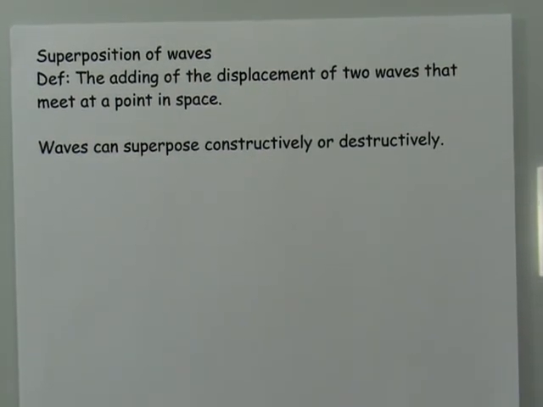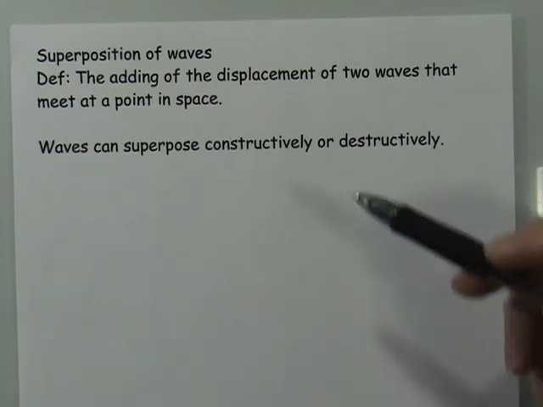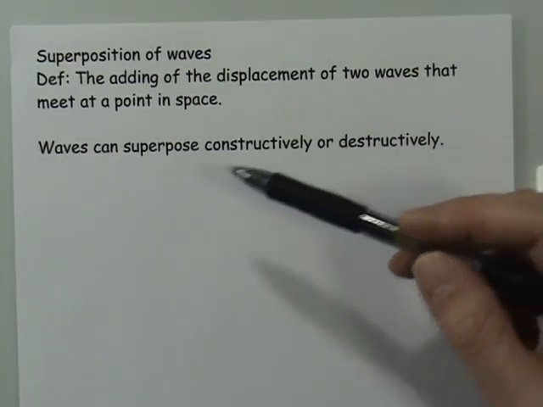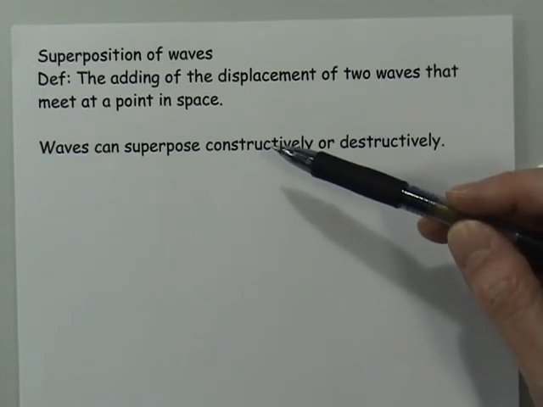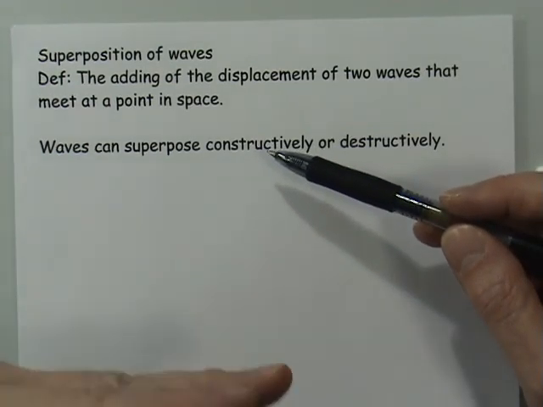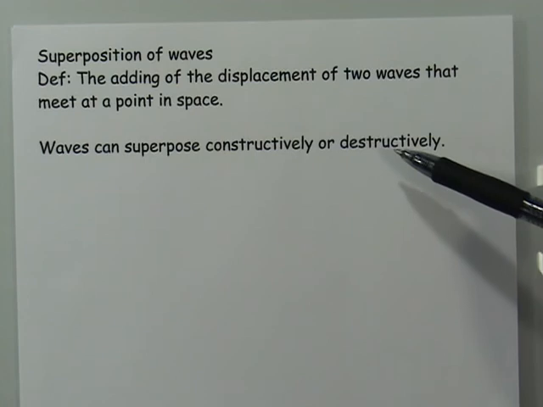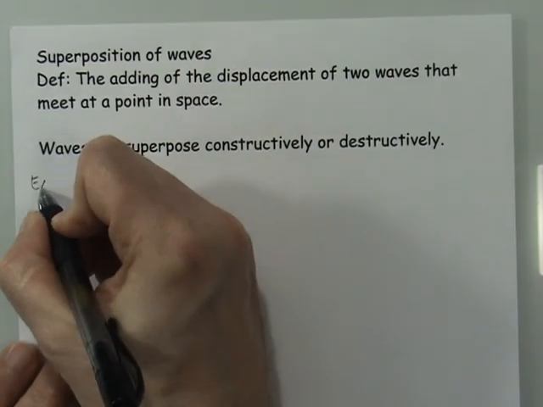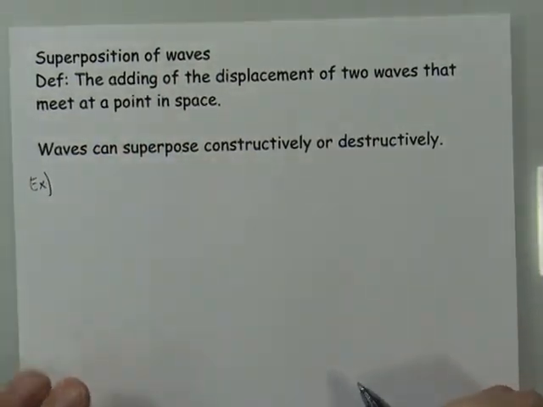Now, when they meet, they can meet in such a way that they will constructively interfere with each other or superpose with each other, meaning that their displacements will be added, or it could be that they destructively superpose with each other, so that one wave is going in one direction while one is being displaced in the other direction, and they will partially or completely cancel each other out. So let's take a look at several examples of this. It'll be easier for you to understand superposition of waves if we just simply look at some examples.